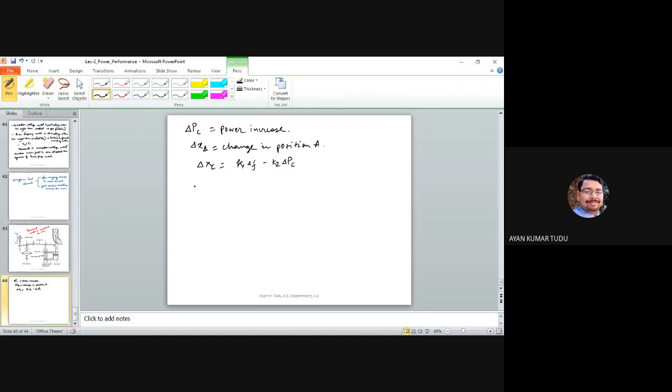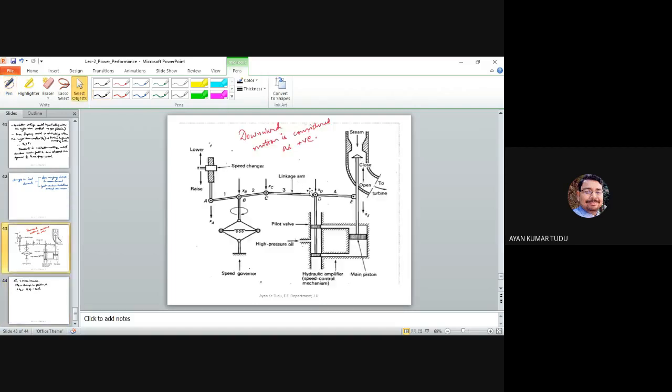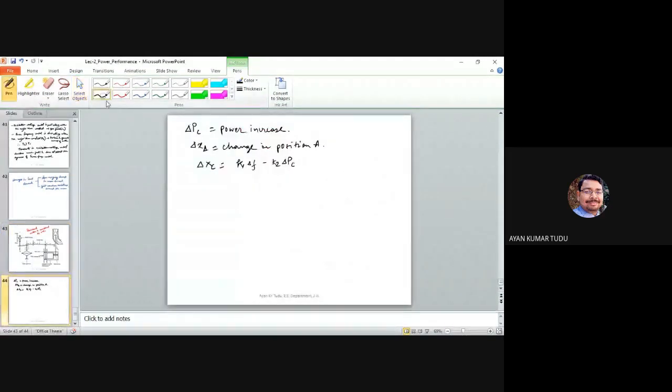Again, how can we define the movement of D? We saw that the movement of D is contributed by both C and E. The movement of D is the amount by which the pilot valve opens. So it is contributed by our delta XC and delta XE. So we can write here that delta XD is equal to K3 into delta XC plus K4 into delta XE.